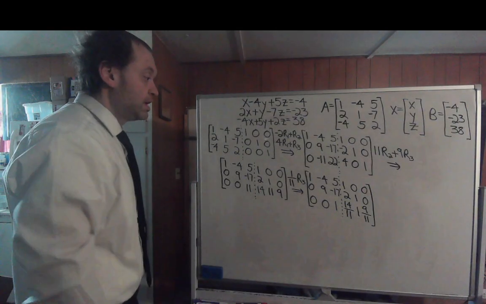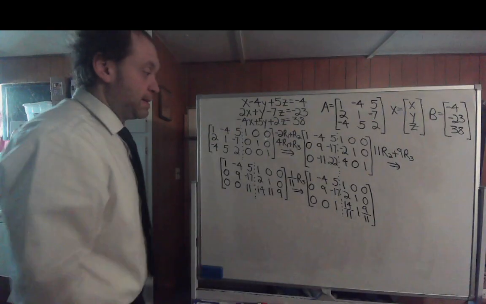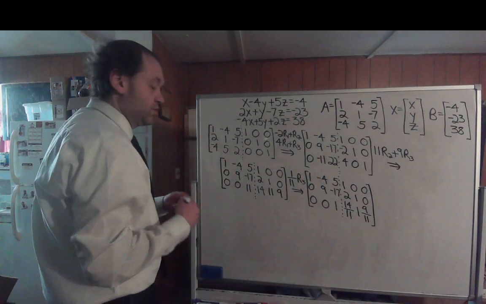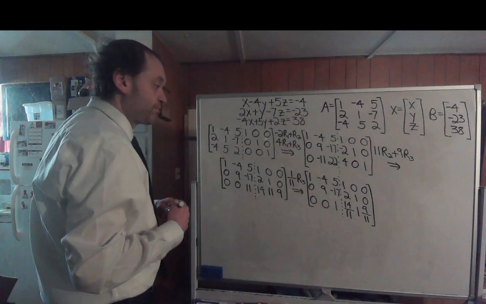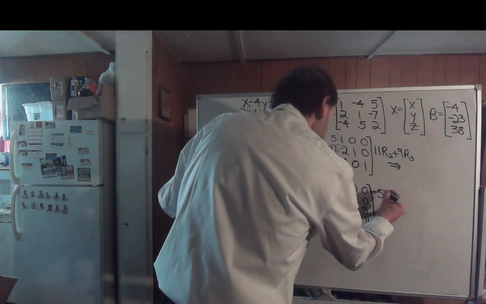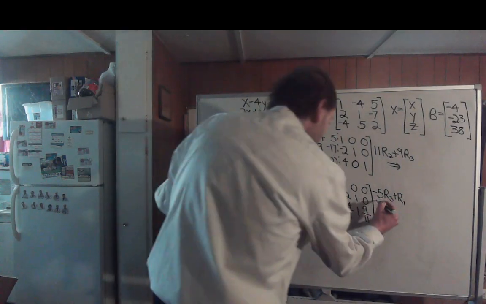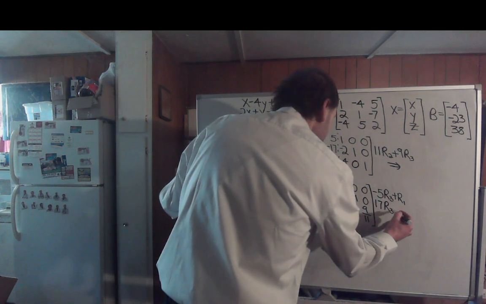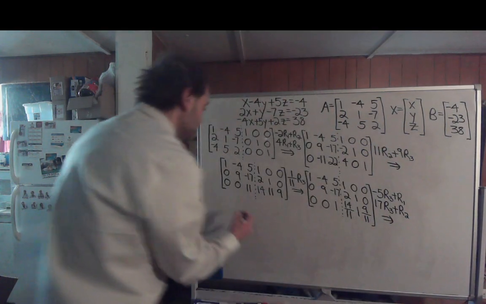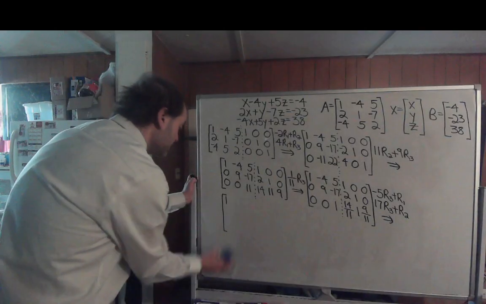Now, the next goal is to get the third entries of rows 2 and 1 to become 0. We'll do that. So to convert row 1, we take negative 5 times row 3, add that to row 1, and then we'll take 17 times row 3, add that to row 2. We should be able to make that happen in both rows. Row 1 is not left alone.